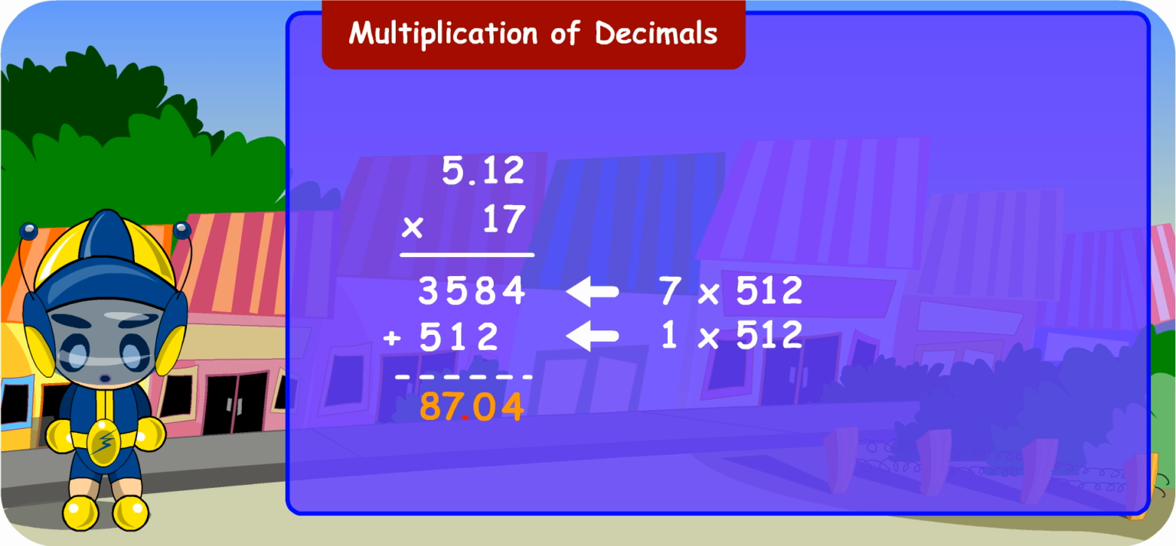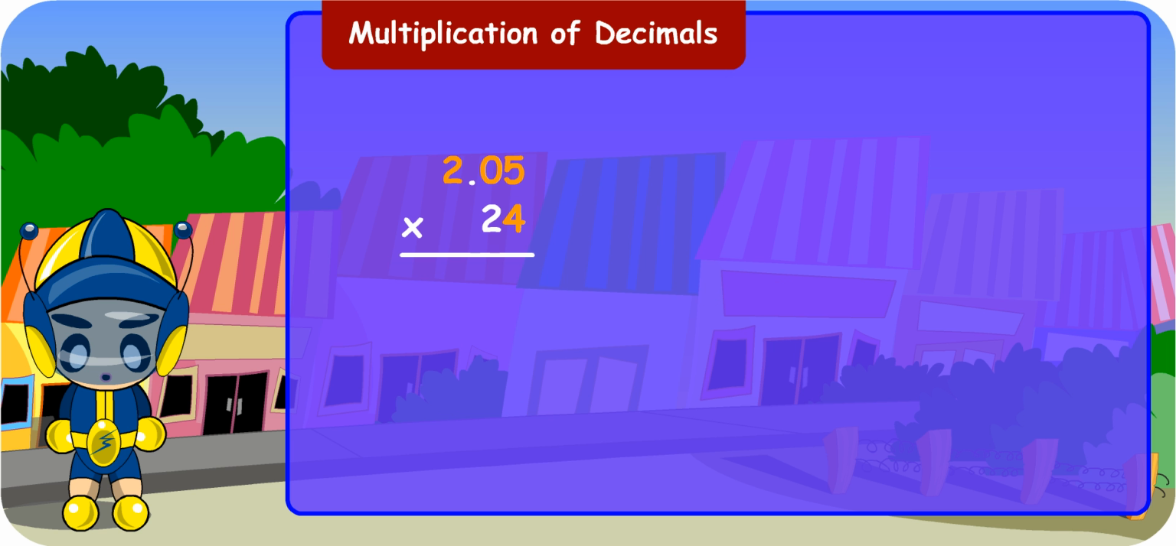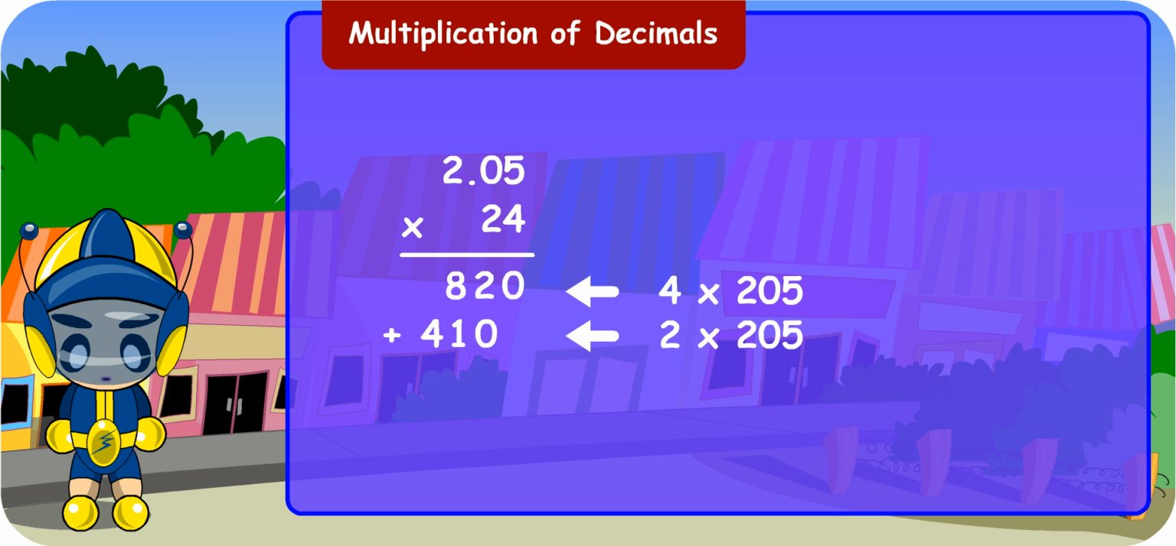Right. Can you tell me the answer for the next sum? 4 times 205 equals 820, and 2 times 205 equals 410. I add 820 and 410, which is equal to 4,920. Since there are two decimal places in the decimal 2.05, the answer will also be in two decimal places. Therefore, 2.05 times 24 equals 49.20.